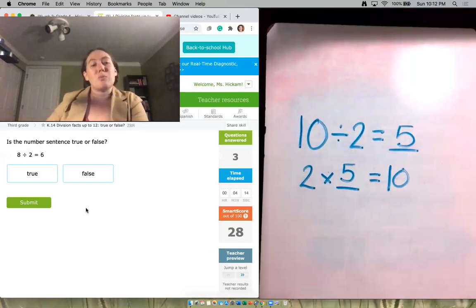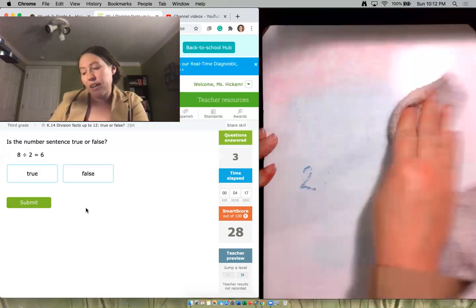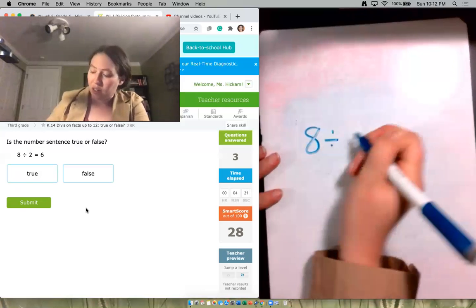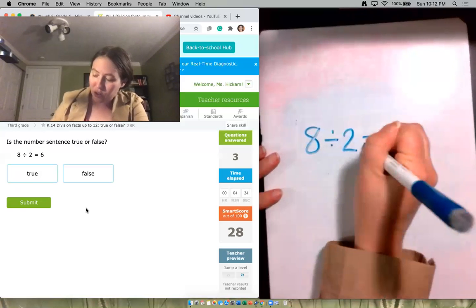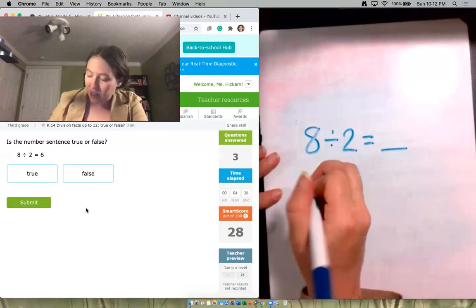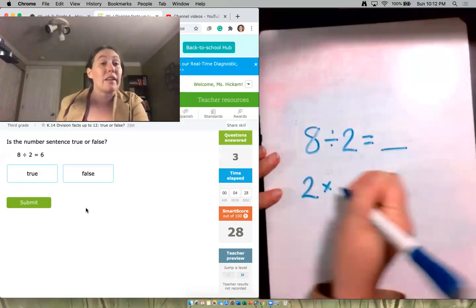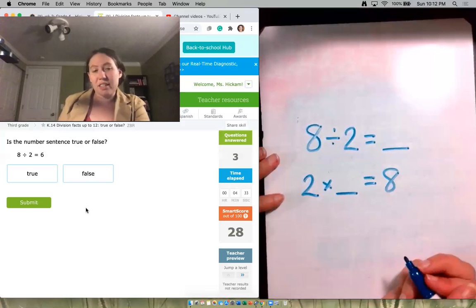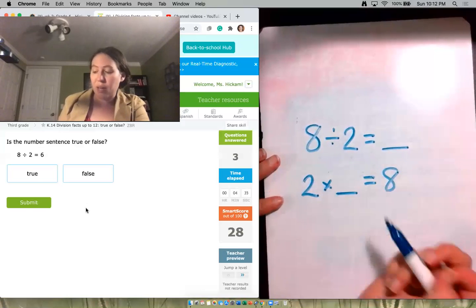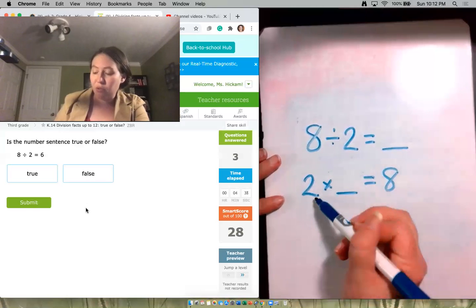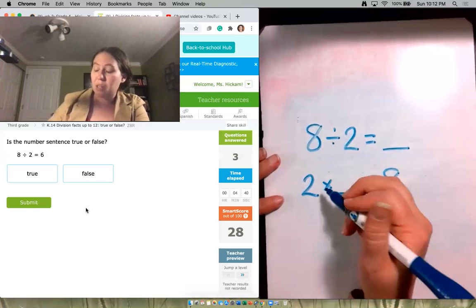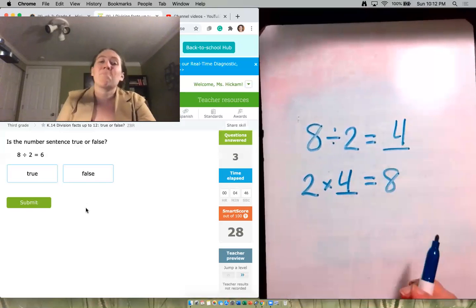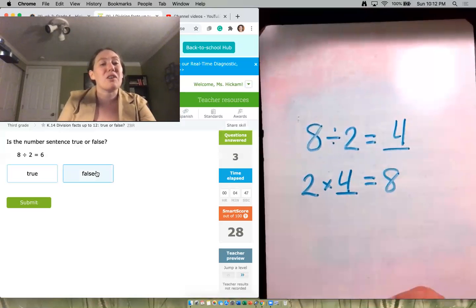Last one that I'm going to do with you. 8 divided by 2 equals blank. 2 times what equals 8 is another way to think about it. 8 divided into 2 groups, how many is in each group? Or 2 times what equals 8? 2 times 4 equals 8. 8 divided by 2 equals 4. What do they think it is? They say 6. That tells me they're incorrect. It's false.